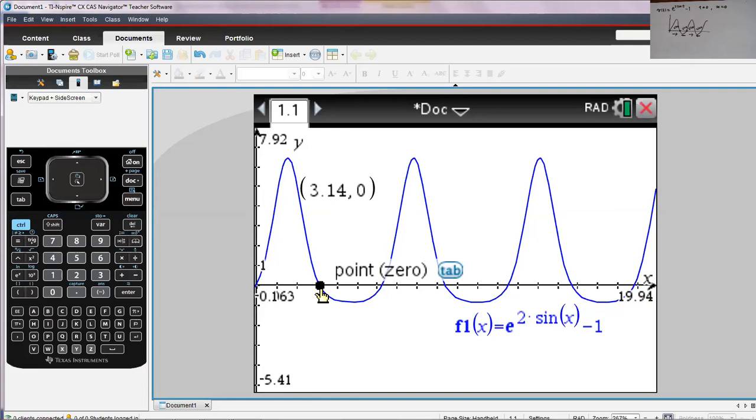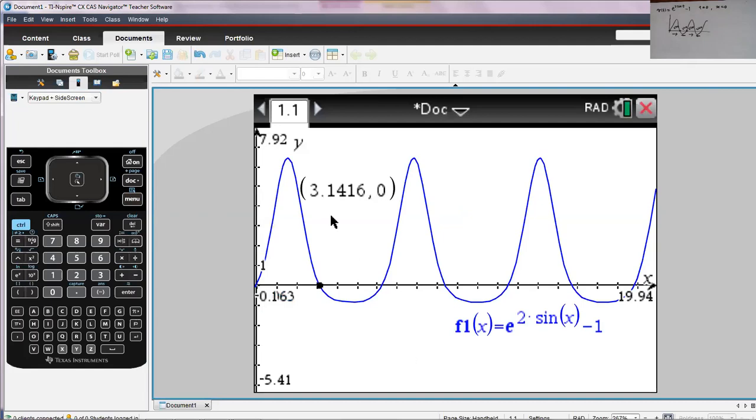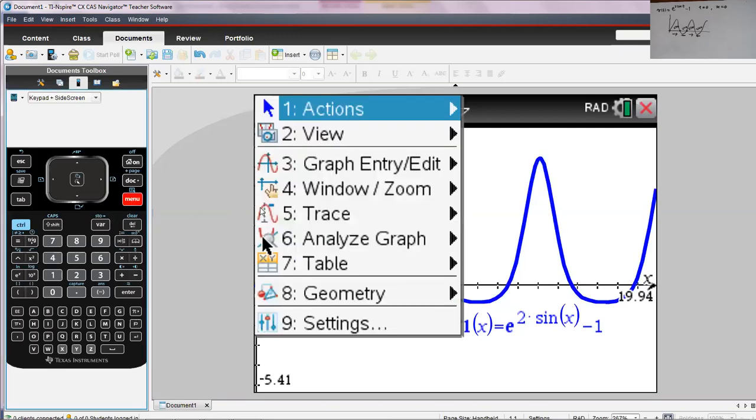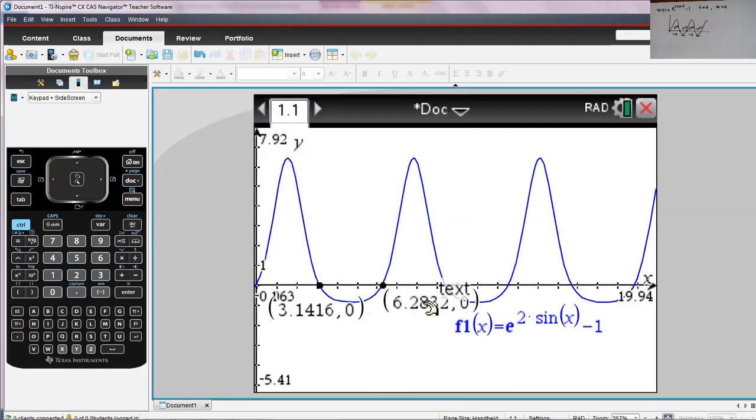Let me see. I think this is pi. Let me do menu, settings, and put the float to 5 to get more decimals. Now you see, it's exactly pi. So this point is pi, right? Now let's see this one. Menu, analyze graph, 0. We find the 0, 6.28. So if this is pi, this is 2 pi, correct?